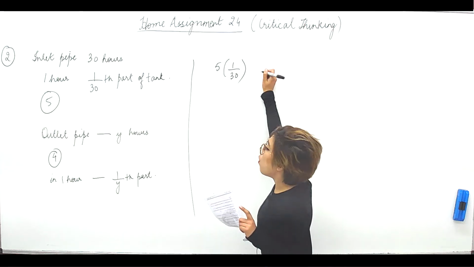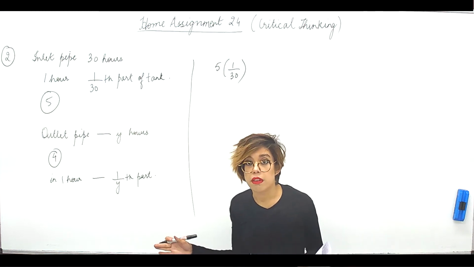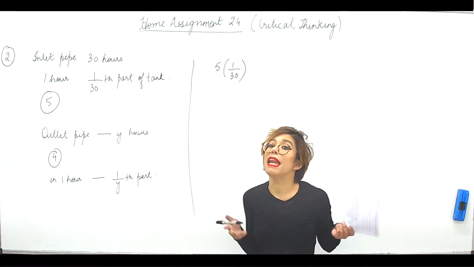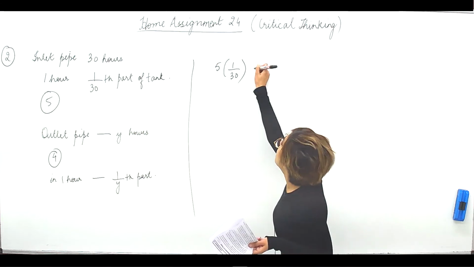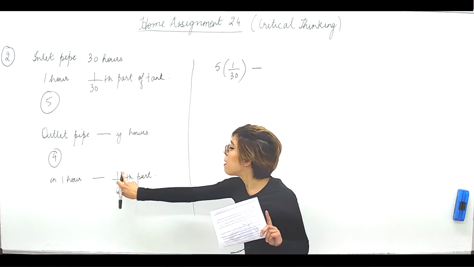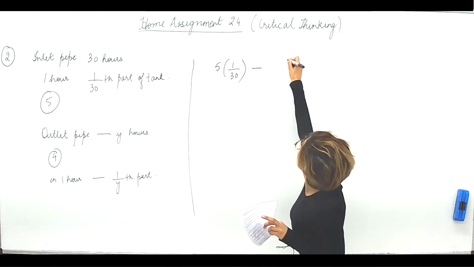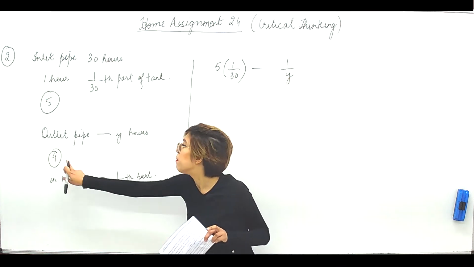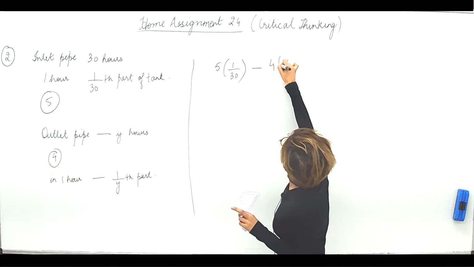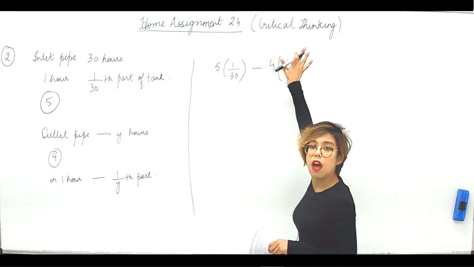Now, the outlet pipe. I know it is letting out the water, so that means it is giving you negative work. So, minus, because the outlet pipe is letting out. Now, one pipe empties out 1 by yth part, but how many pipes do I have? I have 4 pipes. This is 1 hour work done.